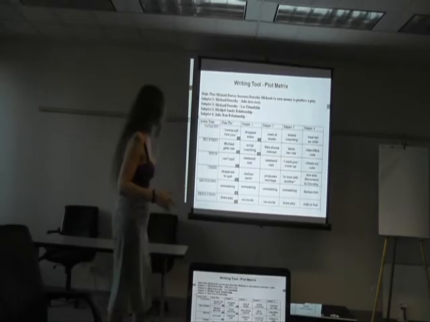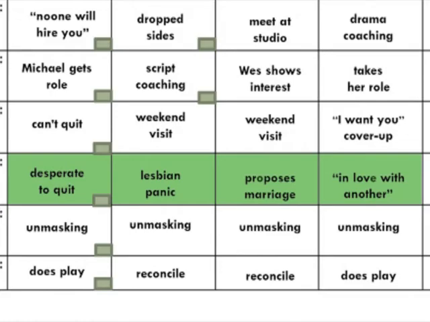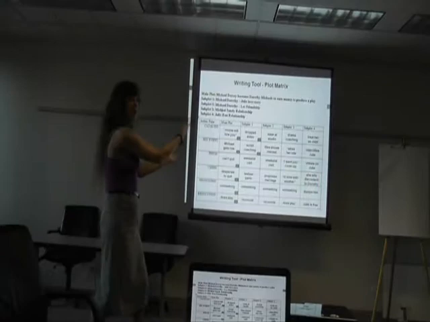And then during the crisis, everything happens within one scene of each other. We got the lesbian panic, Wes proposing marriage, and then I'm in love with another woman. These are all one scene apart. And you know, they're all beautifully integrated right here. And a well-integrated story has all these things tying together. It makes for a much stronger story.